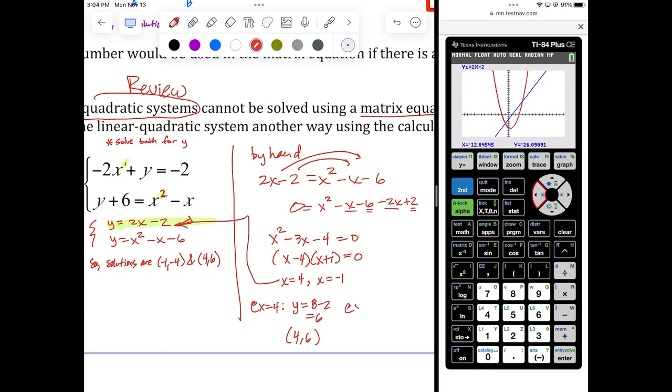And then you say at x equals negative 1, you plug it in, and you get negative 2 minus 2, which is negative 4. And you get the point negative 1, negative 4. So that's how you do it by hand.